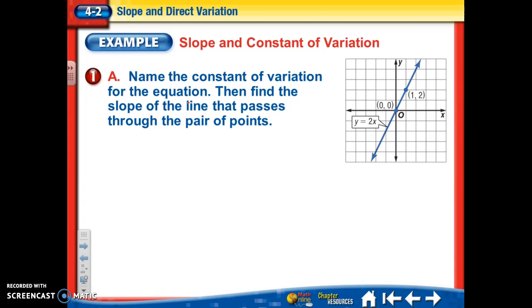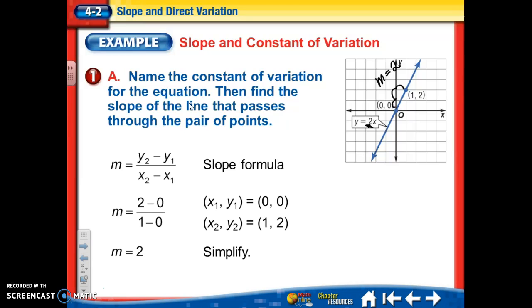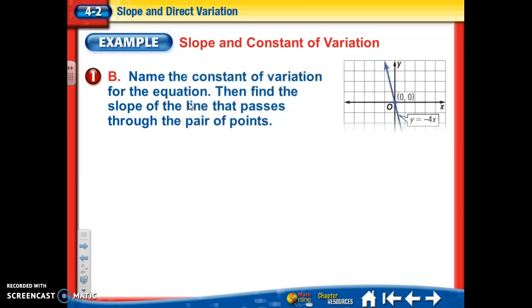So this one just says name the constant of variation for the equation, then find the slope that passes through the points. So your constant of variation is the number that goes in front of x, and what I just told you is that's the same thing as your slope, because if I count here up 2 over 1, my slope is 2 no matter what. So that is what you're going to be looking at if you ever get anything direct variation related, and they go through and they're going to calculate everything that way, but we don't need to worry about that one.